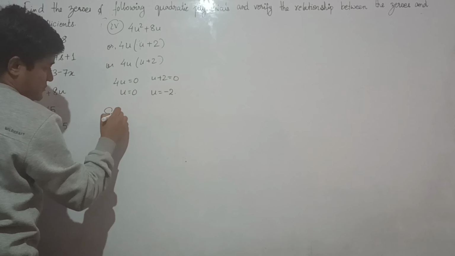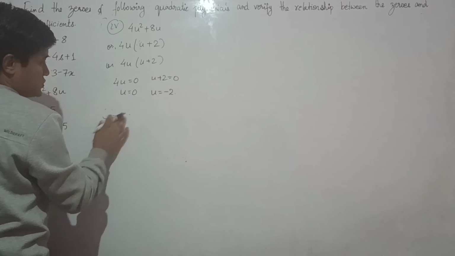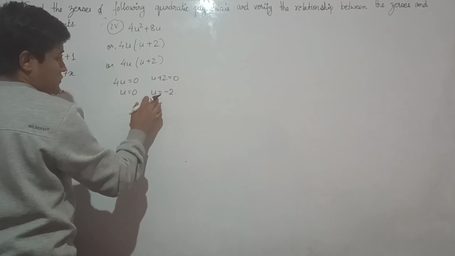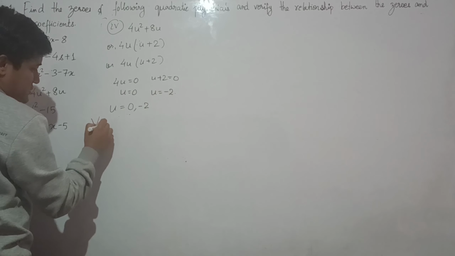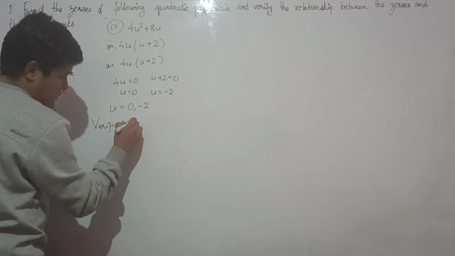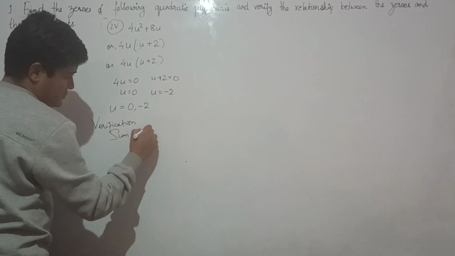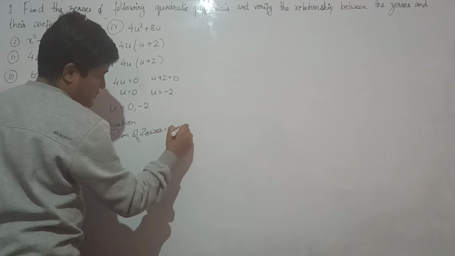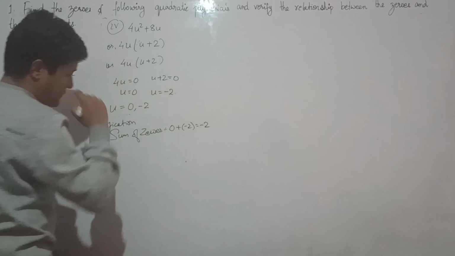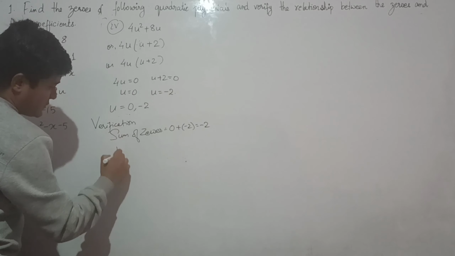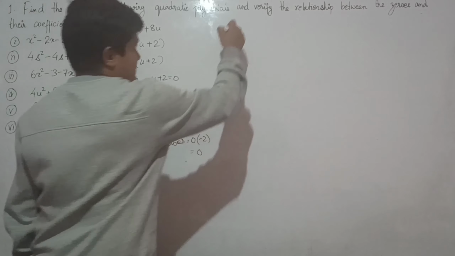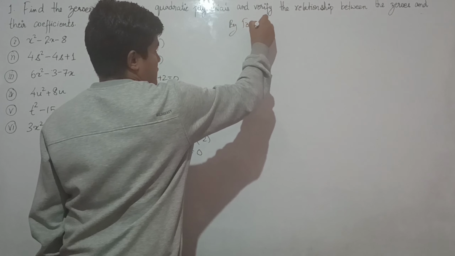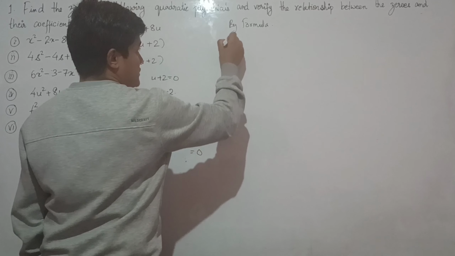So the values of u came: the two zeros are 0 and minus 2. Now verification, we can start verification by calculating the sum of zeros. 0 plus minus 2 gives minus 2 as the answer. And the product of zeros: 0 into minus 2 gives 0 as the answer. So by formula, sum of zeros.